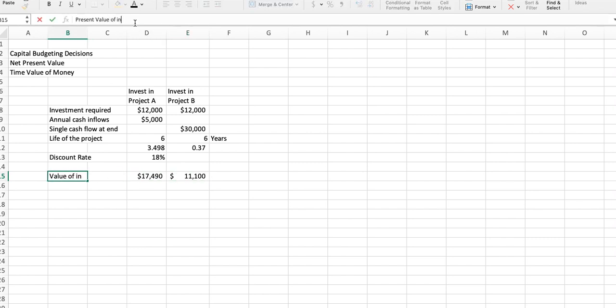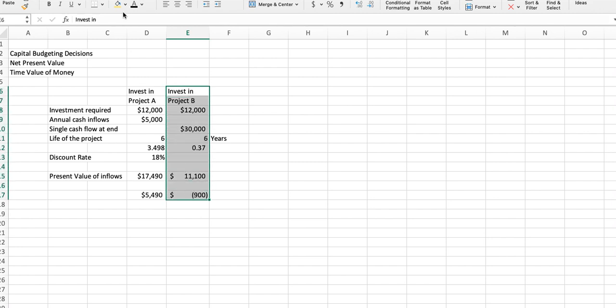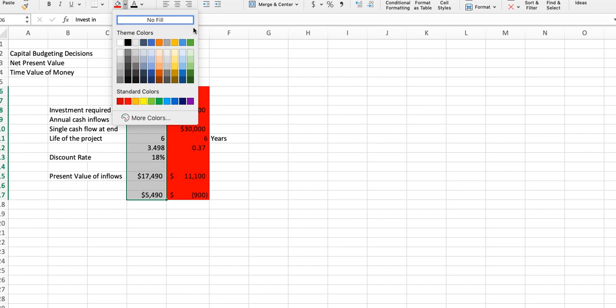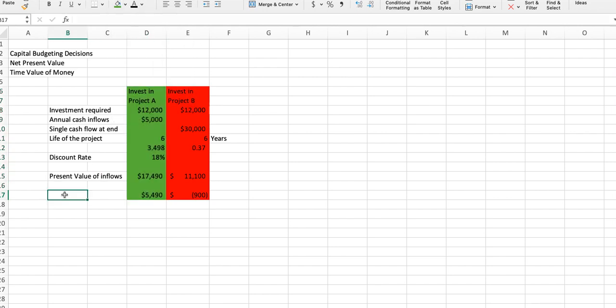And you want to remember this is the present value of inflows. And so the net present value is going to be the present value of the inflows minus the present value of the outflow. And we do the same thing here, the present value of the inflows minus the present value of the outflows. So this one actually has a negative net present value. So we actually would not want to make that investment. But this one has a positive net present value, and we would want to make that investment. And that's how we look at the net present value.